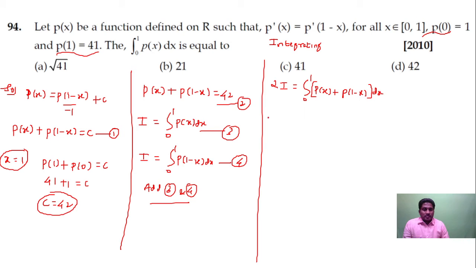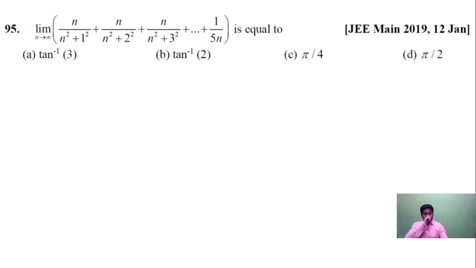So 2I is equal to the integration from 0 to 1 of p of x plus p of 1 minus x, which is equal to 42. That is from equation 2. So I get I is equal to 21. Upper limit minus lower limit, you get 21 only. That's the answer, guys.